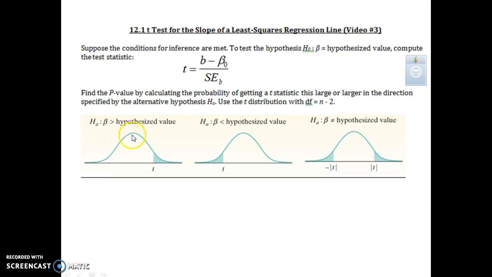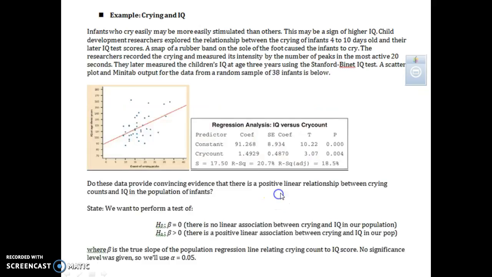There will, as usual, be 3 different types of tests: a right-tailed, a left-tailed, and then a two-tailed test. And the alternative hypotheses for these all mean something different. For a right-tailed test, we're thinking that the slope is probably positive. For a left-tailed test, we're thinking the slope is probably negative. And for a two-tailed test, we're hypothesizing that it's not 0, it's something other, but we don't really know the direction. So those are the 3 different types of tests. And we'll be finding our p-value using our t-distribution, and degrees of freedom is n minus 2. So let's look at a problem.